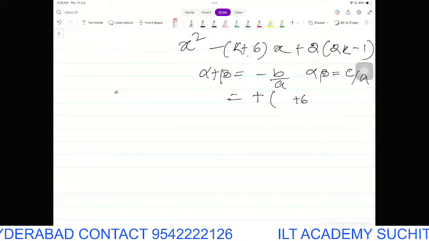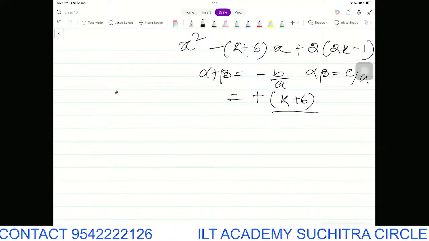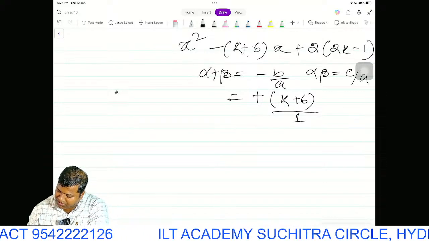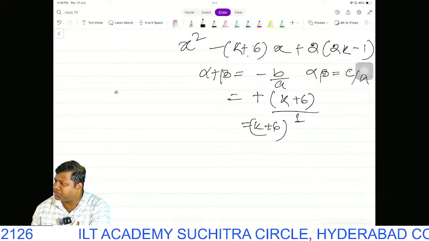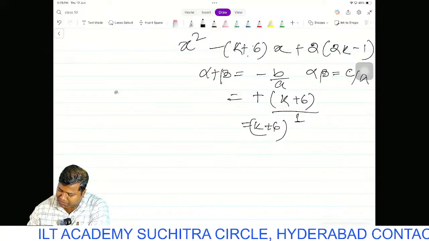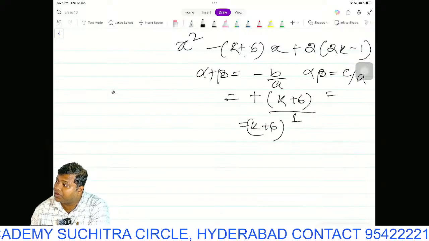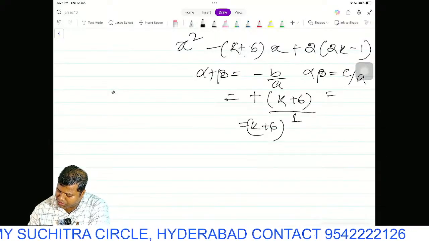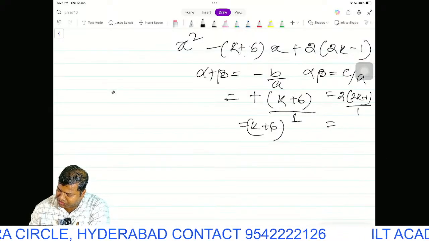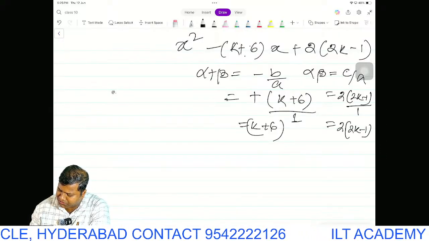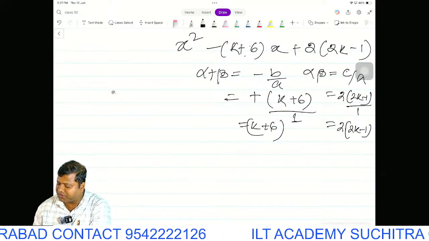See, this is minus minus plus k plus 6 divided by a. Now what is the value of a? A is 1, right? So this is k plus 6 by 1, which is k plus 6 only. And alpha dot beta, which is c by a. What is the value of alpha dot beta, c by a? Tell me. Yeah, it's 2 into 2k minus 1 by 1, which is nothing but 2 times 2k minus 1. Okay. These are the values of alpha plus beta and alpha dot beta.